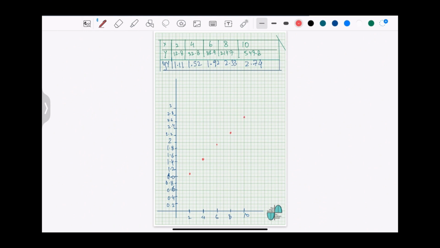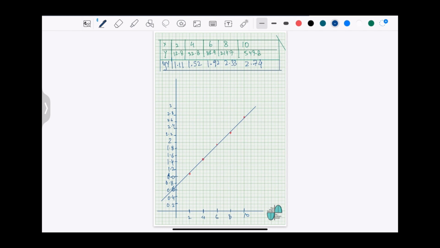Now the line that you have to make should be the line of best fit. So the points above the line should be the same in number as the points below the line. So if I join a line like this, this is fine.